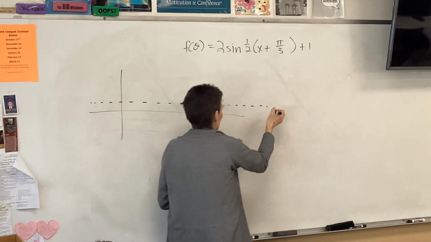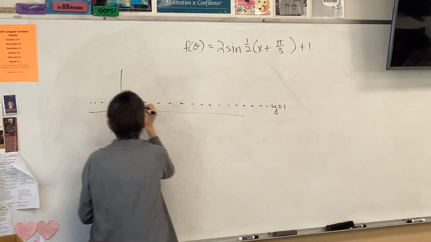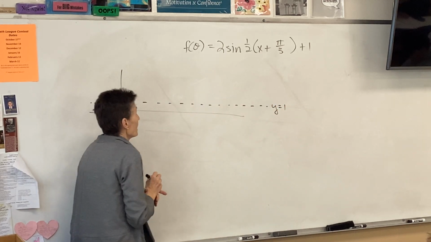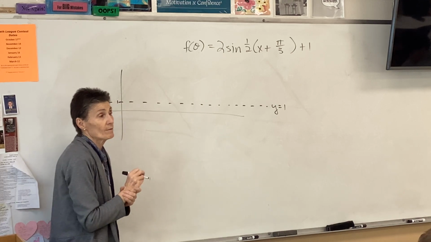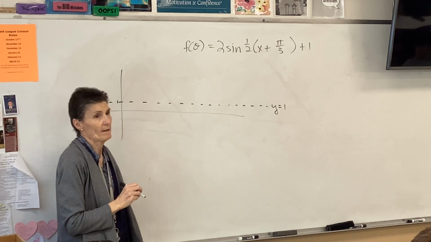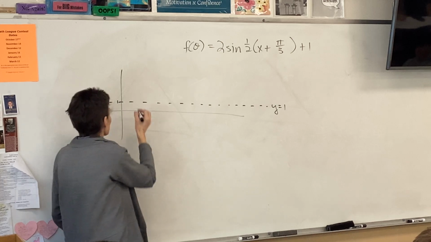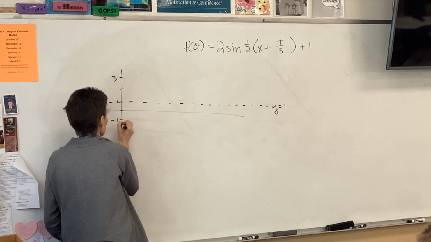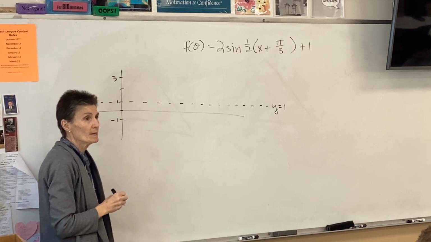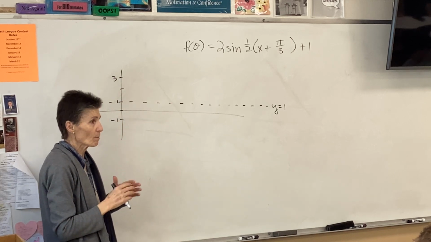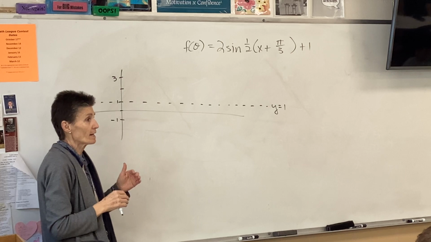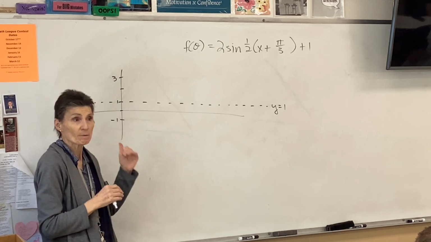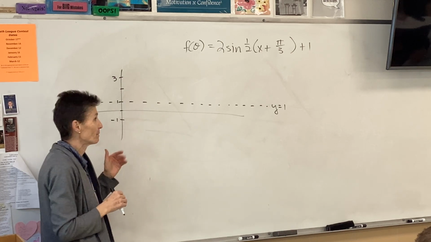which is going to be at y equals 1. And then I'm going to note that my amplitude is what? 2. So I'm going to have to go up to 3 and down to -1. Would you agree with that? I like to get those marked because remember, the sine or the cosine is going to have maximums and minimums, and that's where they're going to happen.